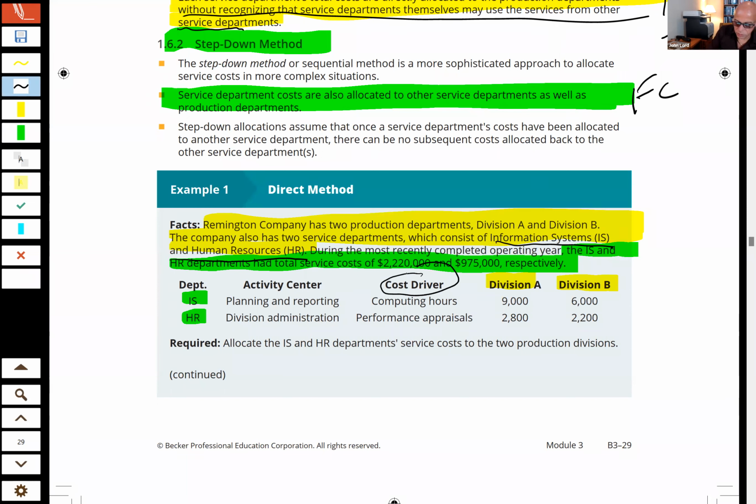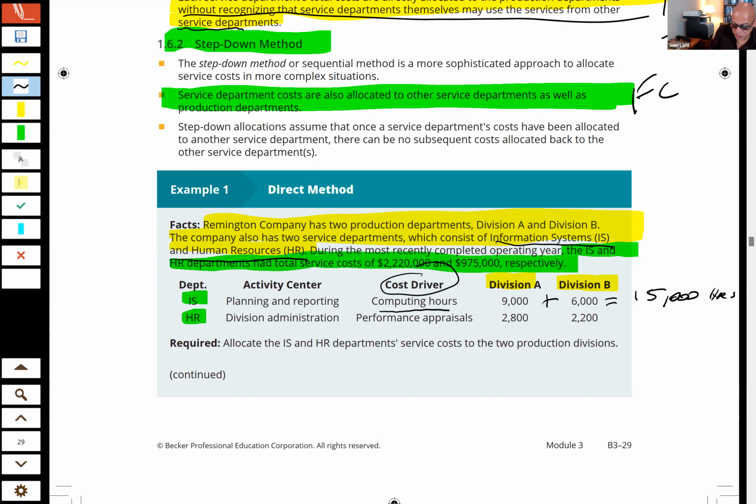a driver for each of those. We're using multiple drivers, right? And for the IS department, information system, it's computing hours. Now let's do like we did last time. Let's just add those together. That's what, 15,000 hours of computing time.